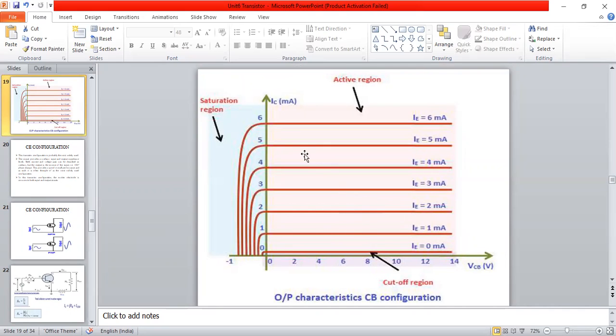Output from where do we take? Which terminals? Collector. Collector current and voltage across the collector. The voltage across the collector, which one we have applied? Across the base and collector we have applied here now.